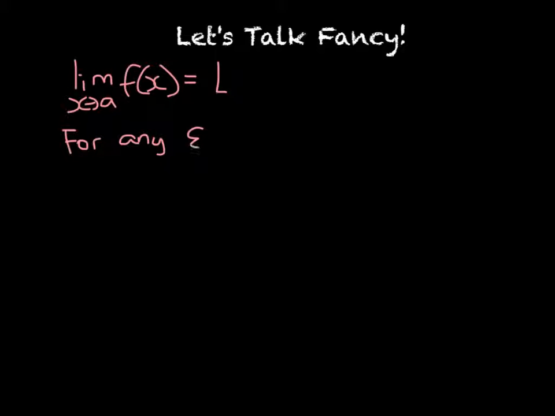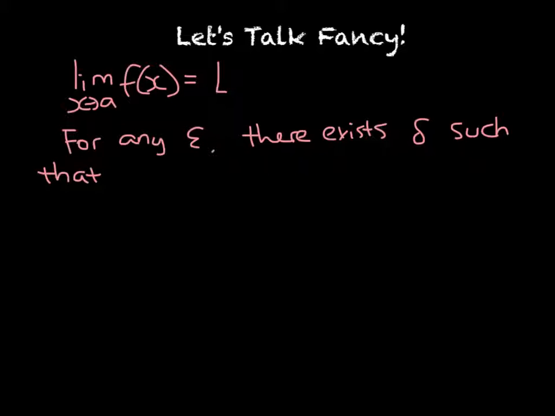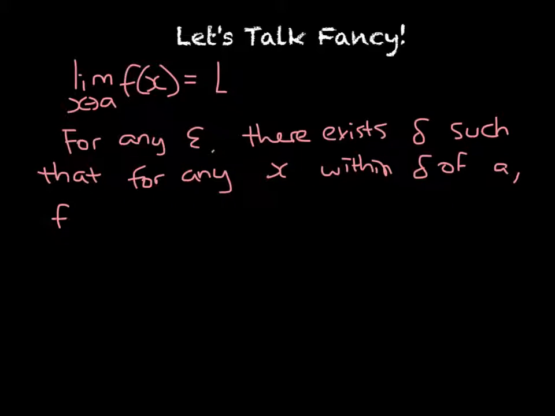Now we're ready for our fancy definition of the limit. When we say that the limit as x approaches a of a function equals L, what we're essentially meaning is that for any epsilon, I can always find a delta such that for any x within delta of a, f of x will be within epsilon of L.